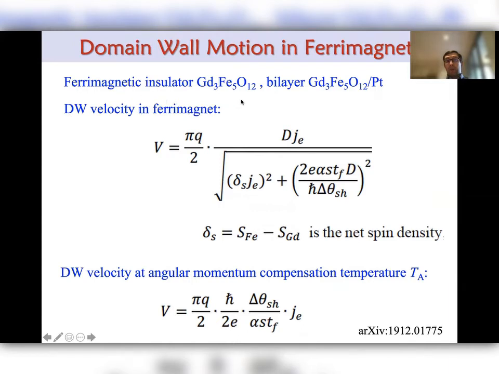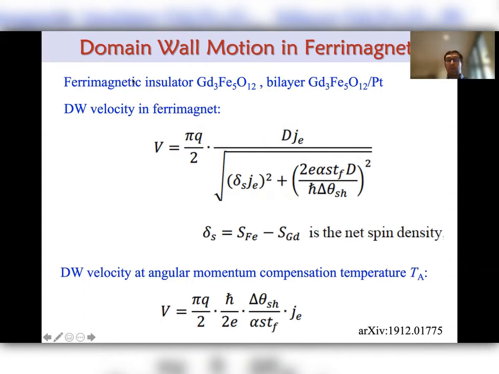Because it's an insulator, in order to drive this domain wall, it's better to look at a bilayer with platinum. If we apply current, the current will flow through the platinum, and at the interface, spin-orbit torque will be generated, which will move these domain walls in these materials. It was already shown that in metallic ferrimagnets, high velocities can be achieved. So we tried to see if in ferrimagnetic insulators, one can also get very high velocities.